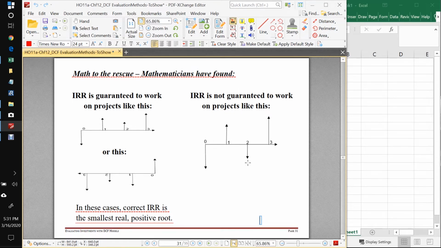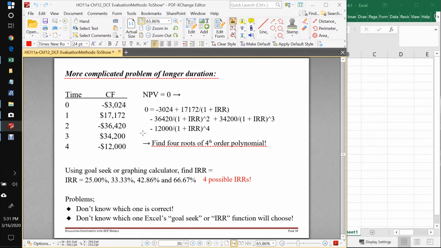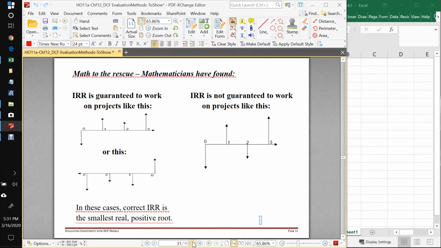If we have positive and negative cash flows out in the future, it's not guaranteed to work. And if we look carefully at this one, we'll see that's exactly the case. Out in the future, positive, negative. It's only guaranteed to work where we have one negative, all the rest positive, or all negative, one positive, that type of thing. Or, of course, again, vice versa, right? Which would be this one, and then this is okay too.